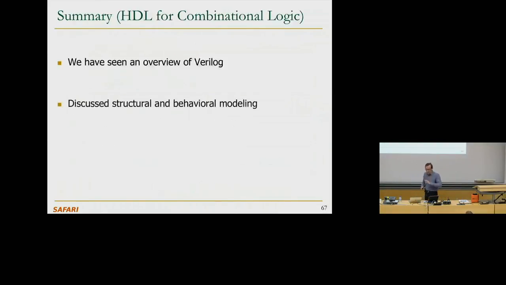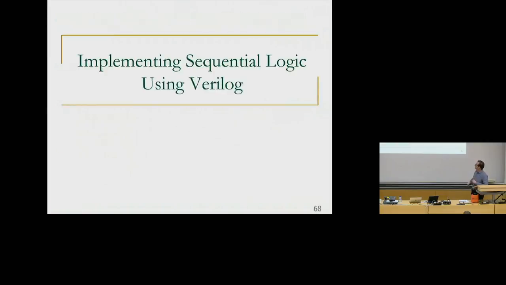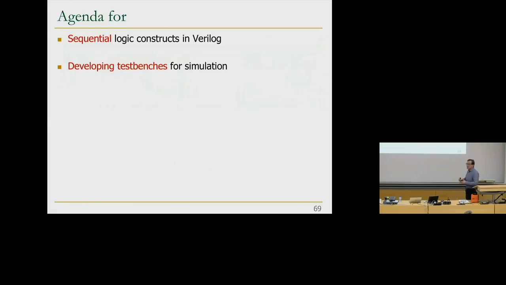Okay, so this is a summary of what we've seen for combinational logic so far. Basically, I've discussed Verilog, structural and behavioral, and showed combinational logic constructs. So we're missing something, and that something is sequential logic. Right? And this is important. So we're going to go through sequential logic now. Hopefully this will be fun, and it's going to be easy, but the constructs you need are going to be different. So we're going to cover sequential logic and then develop test benches. Any questions before we go into sequential logic? You'll see all of this during your labs, and it'll be a lot of fun.